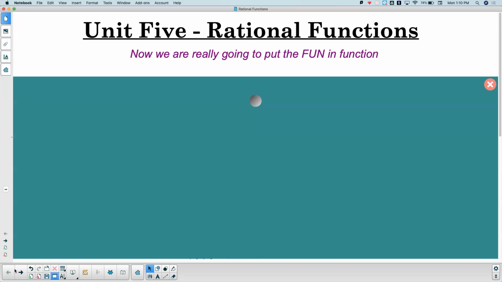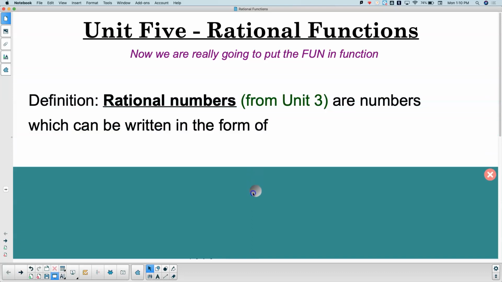All right. So first off, we need to take a step back to Unit 3. In Unit 3, we talked about a rational number. A rational number is any number that can be written in the form of a fraction.